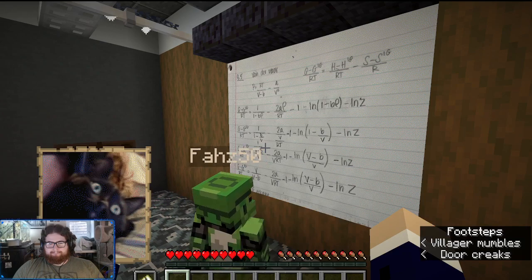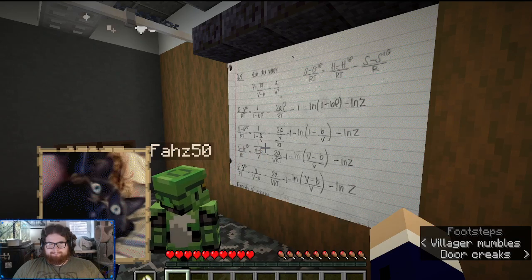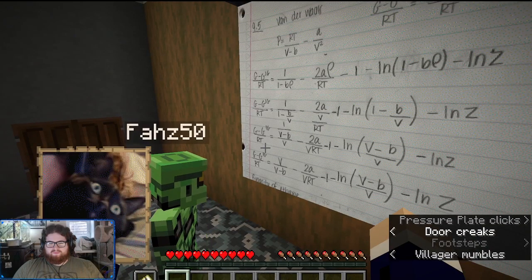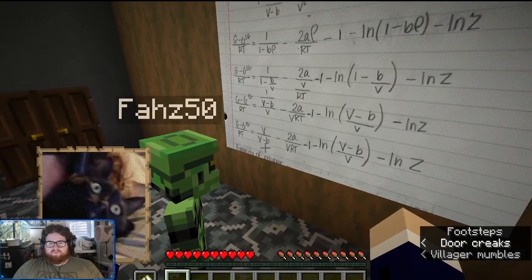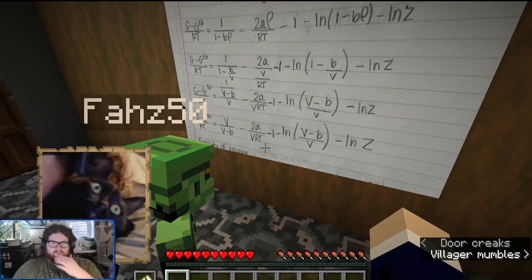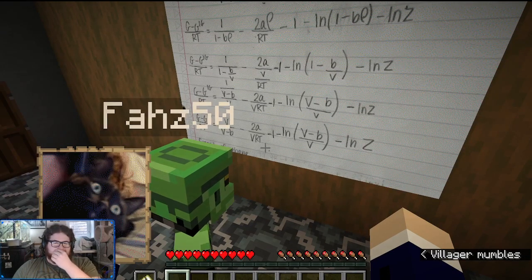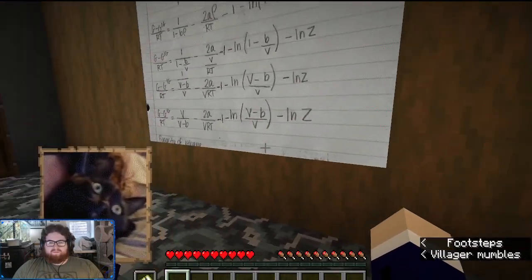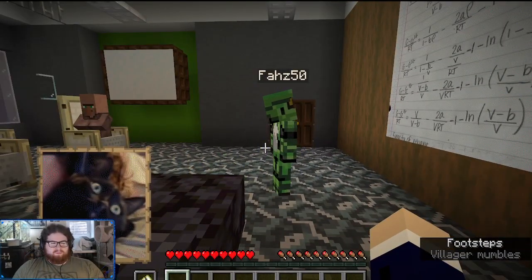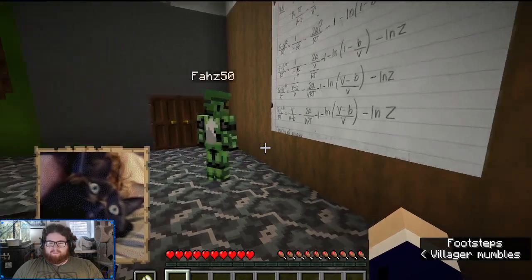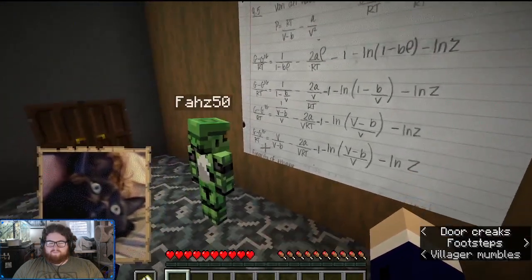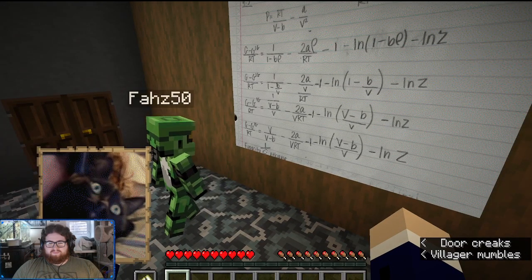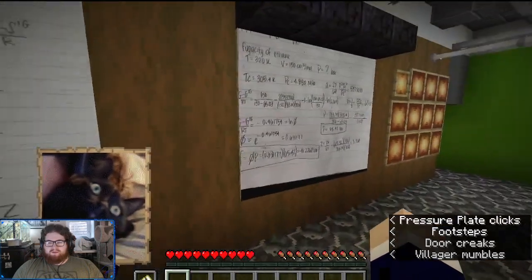And once we do that, we end up right here at the bottom with G minus G^IG over RT is equal to V over V minus b minus 2a over VRT minus 1 minus ln of (V minus b over V) minus ln Z. And again, the reason why we did this is super important. Tyler will tell us later, but just to remind you that G minus G^IG over RT is equal to ln of phi, which is very important in order for us to find fugacity, of course. And that's it for that.